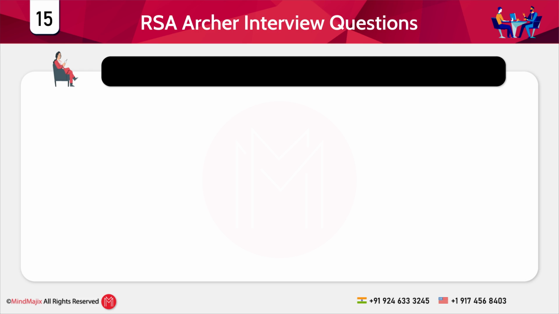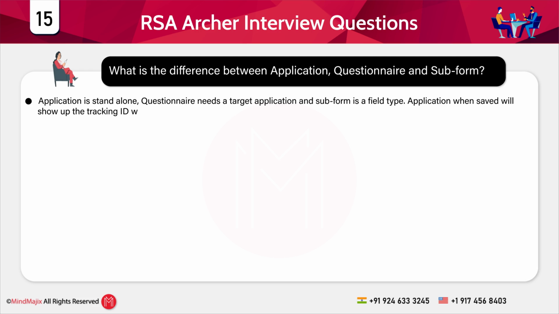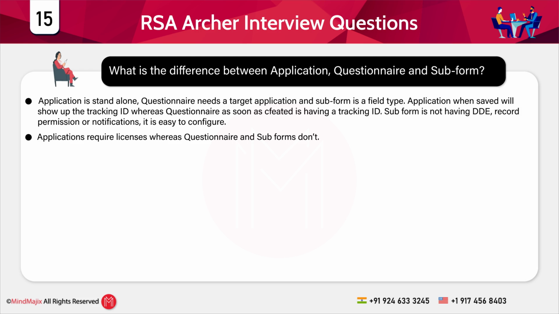Coming to question 15, what is the difference between application, questionnaire, and sub-form? An application is basically standalone itself. It does not require anything. You can just simply create an application and it will work. But for a questionnaire, you need to have a target. If there's no target application, you cannot create a questionnaire. And then sub-form is a field type. We create a sub-form and then use it in any application or questionnaire, but it's just a field type.